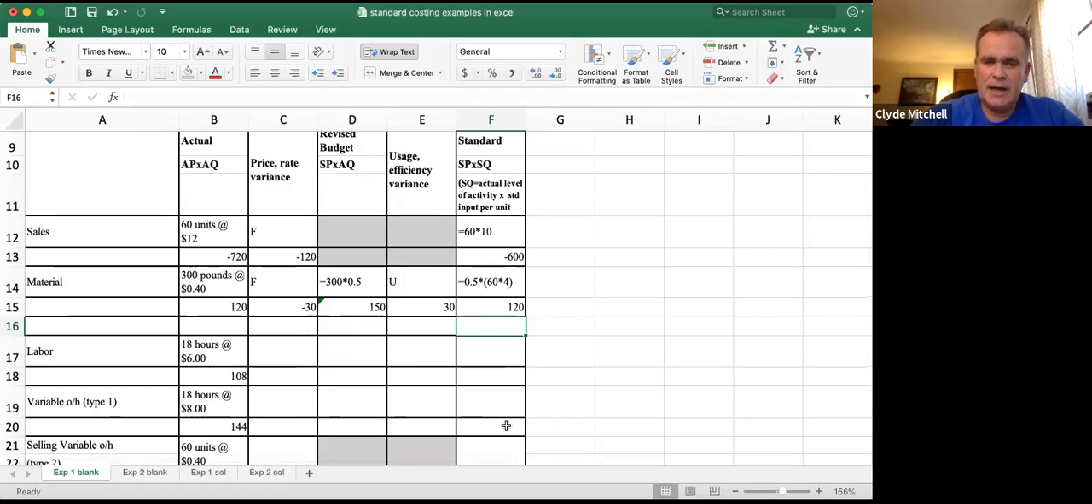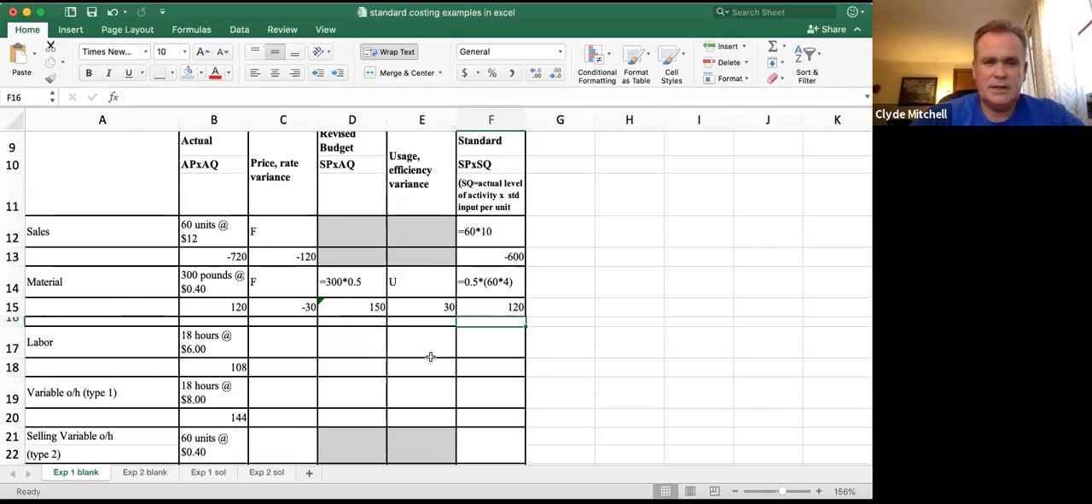Let's go have a look at labor. You'll see empty rows and things in these problems. Those empty rows are really just there to give you space. Obviously, they're not necessary. Okay, so for labor, we'll go work out the middle column. We know that our actual is equal to 18 hours.